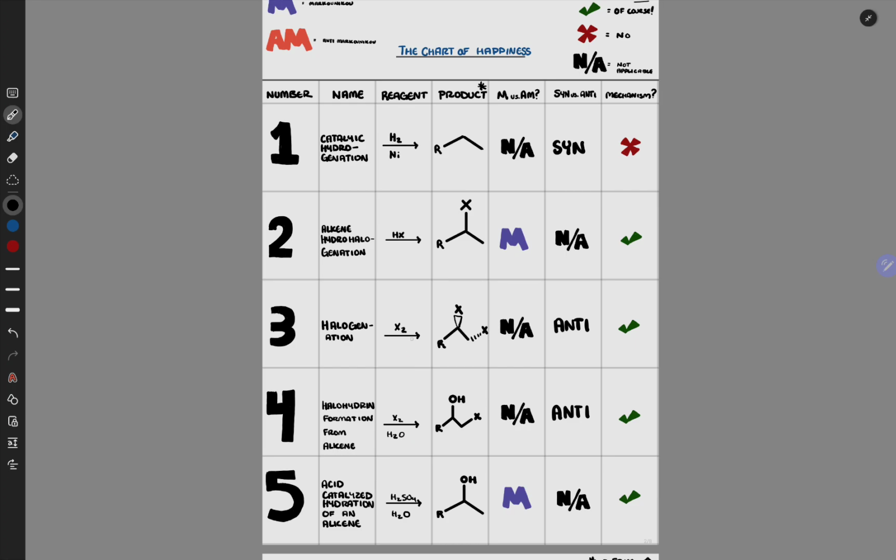So the difference between number 3 and number 4 is that halogenation involves just X2, and halohydrin formation involves X2 and H2O. This is where we see a halogen added to the primary position, and we will get our OH, our alcohol, added to our more substituted position. Again, this will be added by anti-addition.